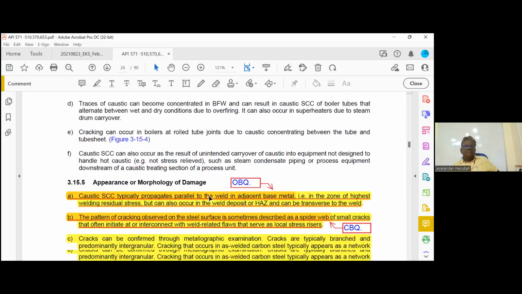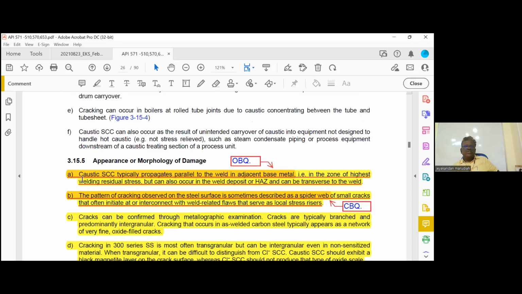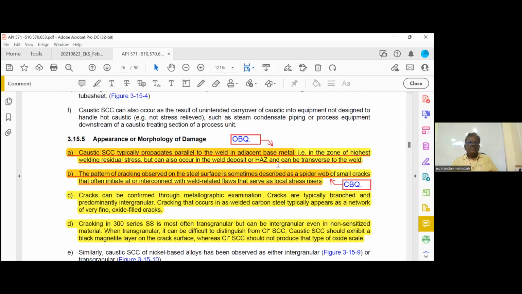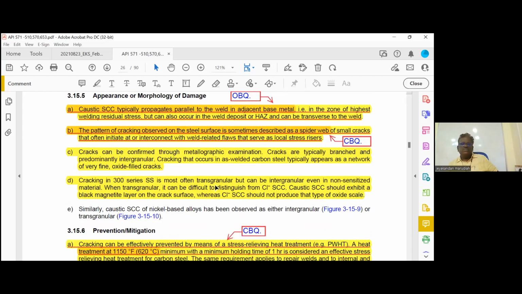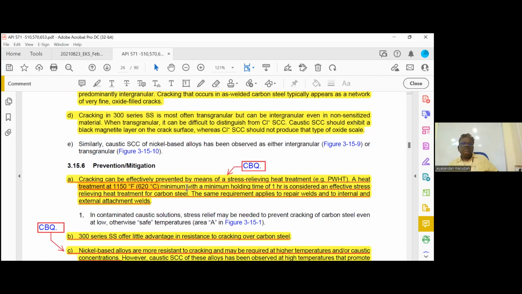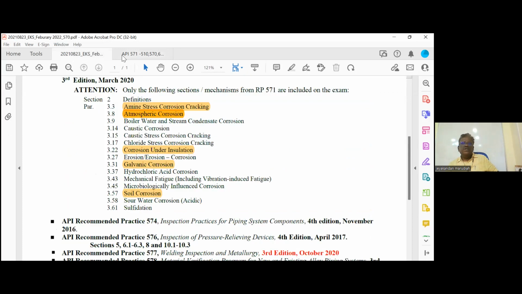Next page, appearance. This is open to question. Caustic SCC typically propagates parallel to the weld in the adjacent base metal. So it will run parallel to the weld. Then the pattern of cracking is sometimes described as a spider web. That line is important. So a spider web of small cracks often initiates or interconnects in the weld-related flaw. That is a closed book question. Prevention, another very important closed book question. Cracking can be effectively prevented by means of stress relieving at 1150 degrees Fahrenheit.